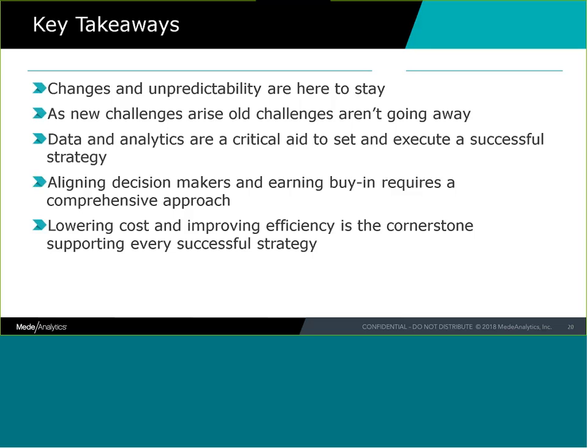Last, and kind of most basically, lowering costs and improving efficiency is the cornerstone supporting every successful strategy.